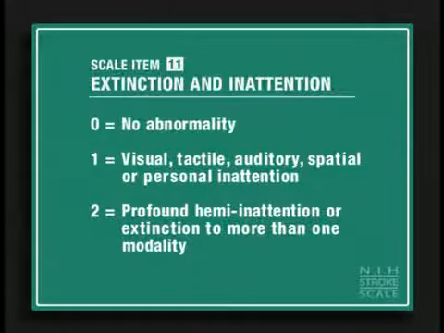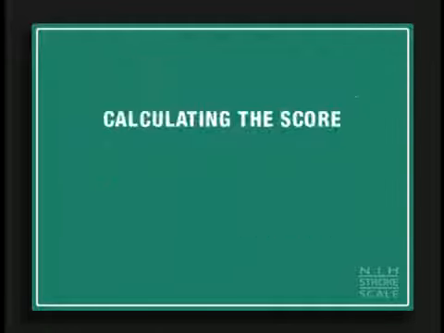A 2 is scored for profound hemi-inattention or extinction to more than one modality. Score a 2 if one side extinguishes to both visual and tactile stimuli using double simultaneous stimulation. Score a 2 if there is inattention to more than one category, visual, tactile, auditory, or spatial inattention. A patient with a score of 3 on level of consciousness 1A is automatically scored a 2.